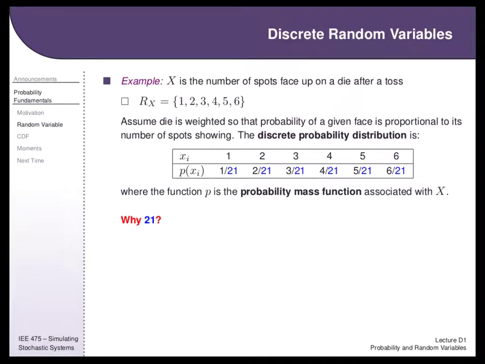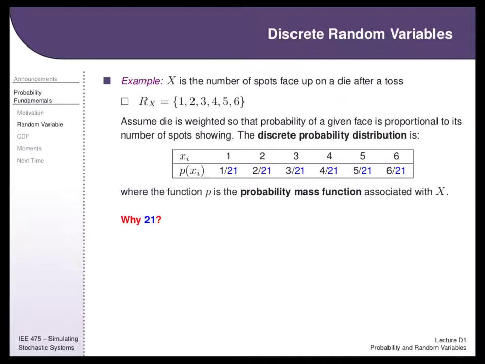All right, so a more concrete example here. This random variable maps the number of spots face up on a die to these 6 numbers. It could map from 0 to 5, but this one maps from 1 to 6. We assume the die in the real world is weighted so that the probability of a given face is proportional to the number of dots on the die. That's what gives us the numerators here. We're saying it is 6 times more likely for 6 dots to show than 1 dot to show.